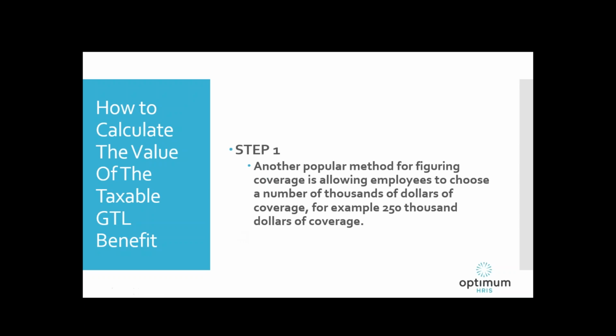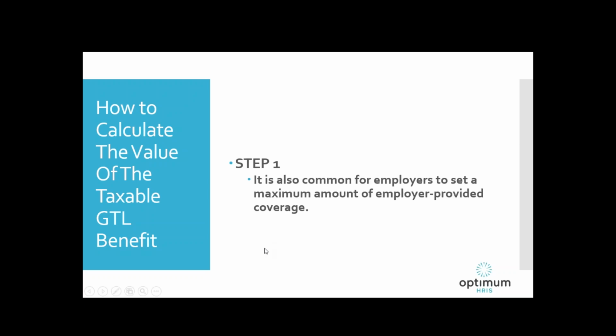Another method for calculating group term life coverage is allowing employees to choose a number of thousands of dollars of coverage. For example, $250,000 of coverage. And it's also quite common for the employer to set a maximum amount of employer-provided group term life coverage per employee. They're going to limit that benefit. That's very common.